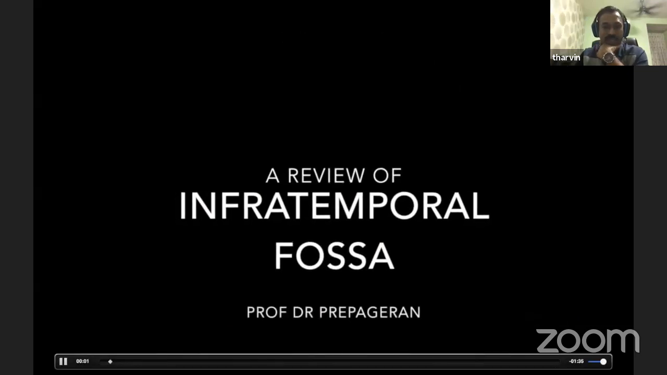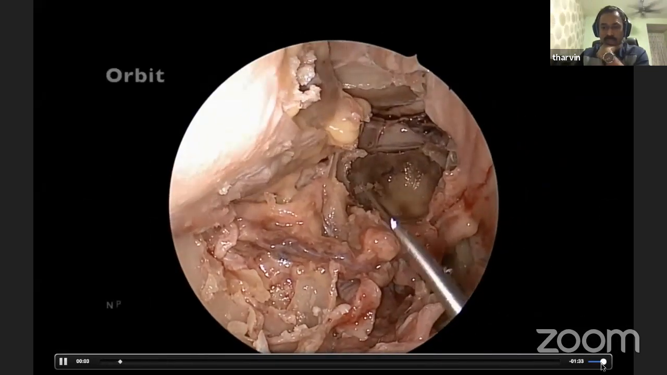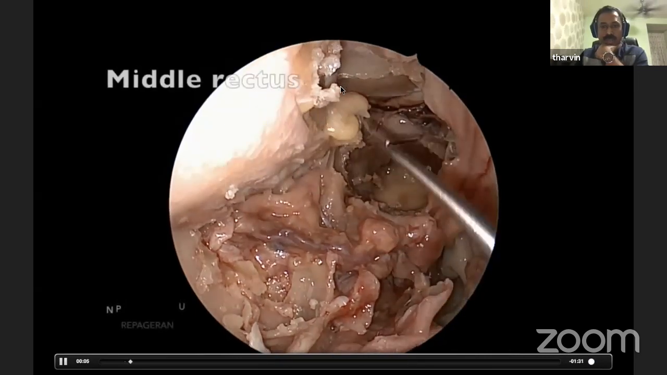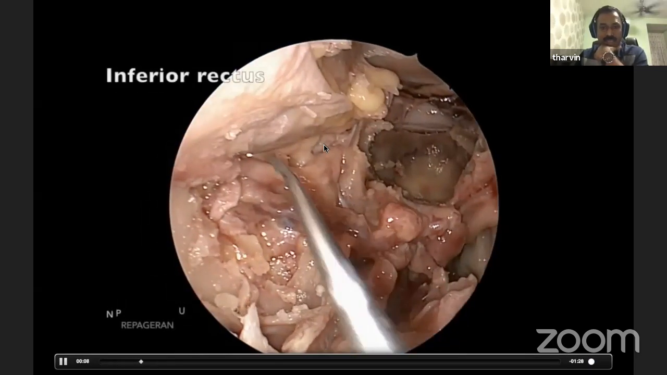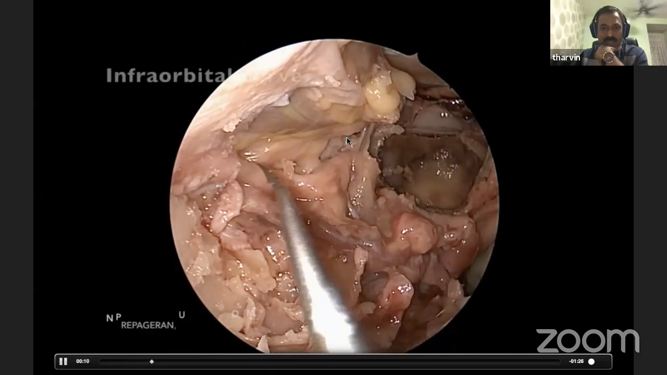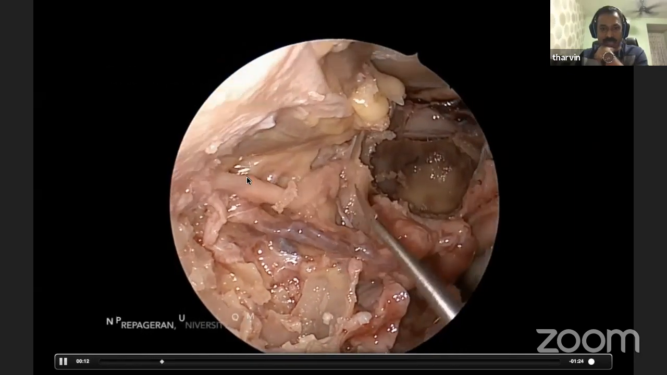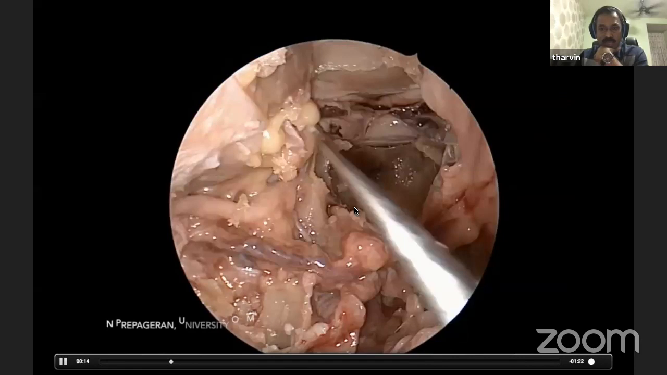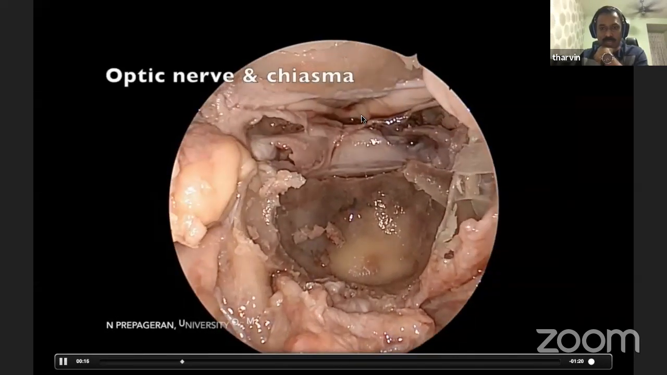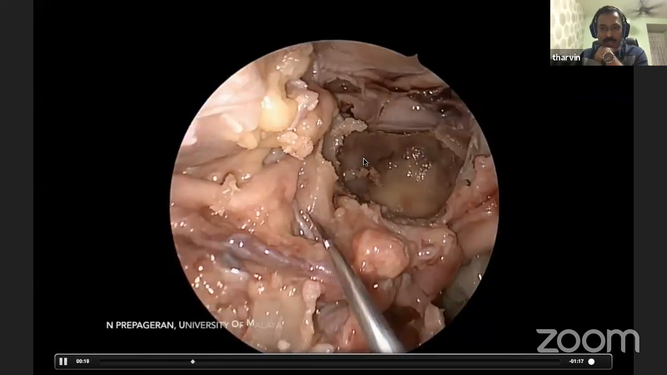And now another dissection I'm going to show you. So this is a very quick overview. That is the medial rectus muscle, and this is the inferior rectus muscle to put everything in perspective. And this is the infraorbital nerve that's coming from the orbit. And here you can actually see the optic nerve, optic chiasma, pituitary gland, carotid artery.